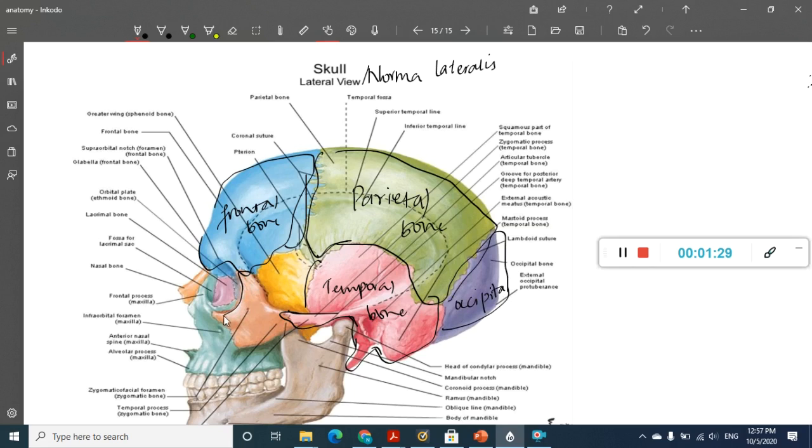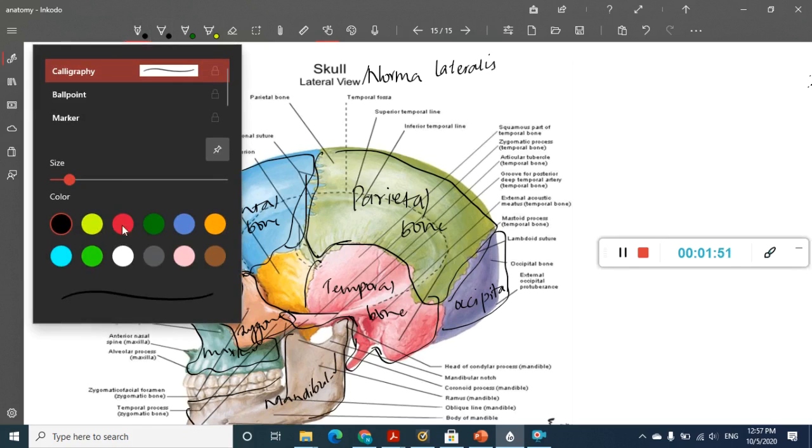Then what is this? We have already seen this in our last class. This is the zygomatic bone. Then what is this bone which you are seeing here? This is the maxillary bone. And this bone which you are seeing here is the mandibular bone. So these are the different bones which you are seeing.